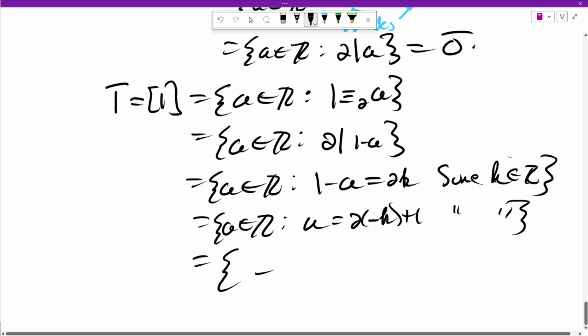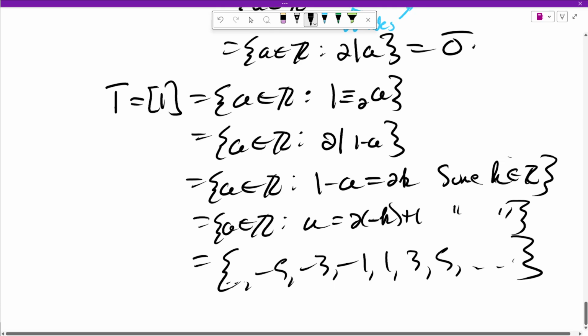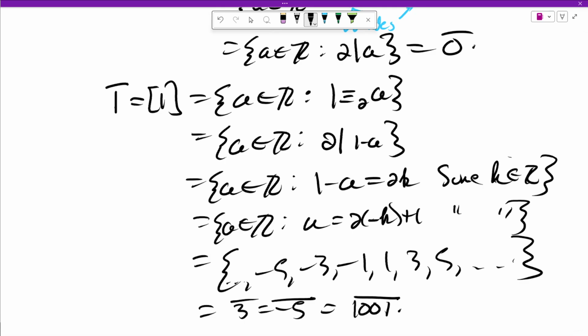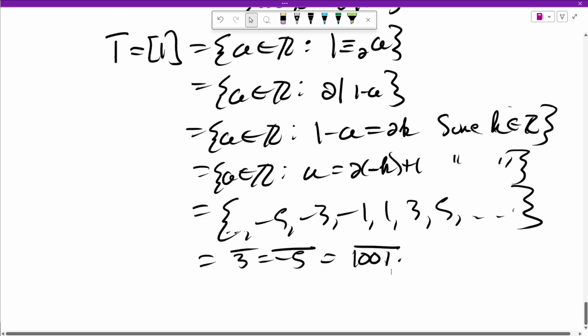Now, if you think about that, this is exactly the collection of all odd numbers: negative 5, negative 3, negative 1, 1, 3, 5, and so on. Just like in the example with evens, this is going to be the same as 3 bar, the same as negative 5 bar, the same as whatever your favorite odd number is bar. They're all the same equivalence class. This is the other half of the integers, and together, 0 bar and 1 bar are all of the integers. So this is a quick introduction to equivalence classes, and we'll dive a little deeper into them for Z with congruence modulo m in the next video.